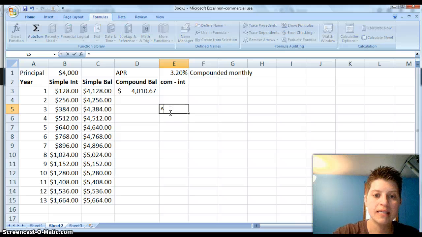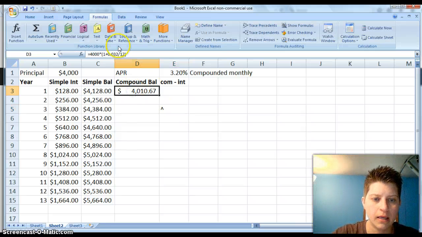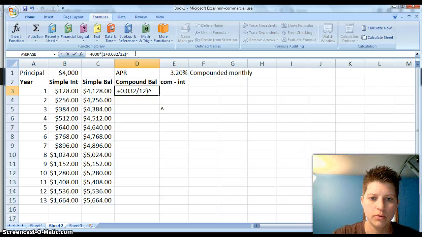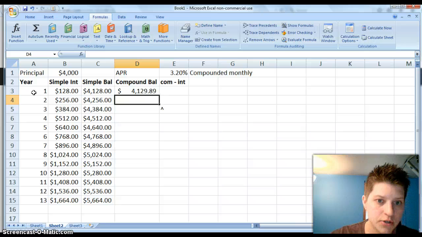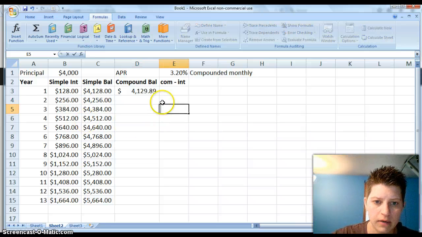And then I want to raise that. Raise to, okay, what power am I raising to? Well, in parentheses, I'm raising it to the 12 because I'm compounding monthly times the number of years. All right, so that's where the cell reference comes into play. 12 times the number of years. Enter.